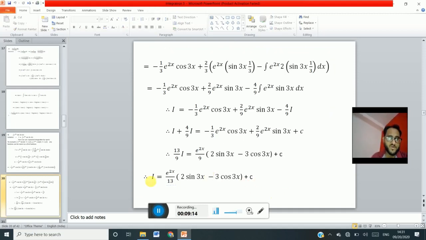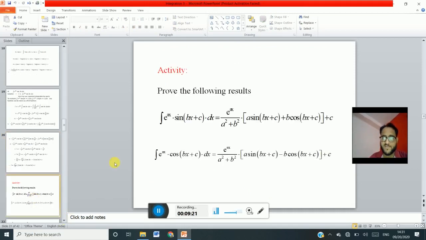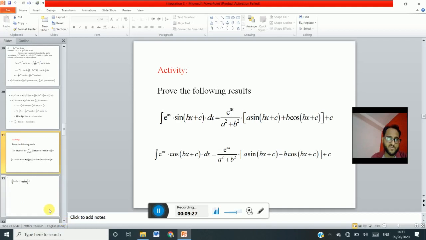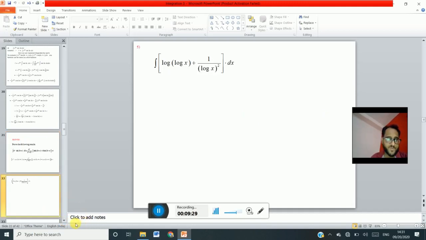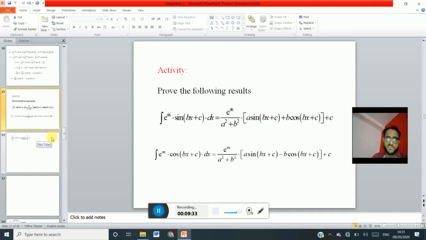Okay, now a lot more examples are there, so try to solve them yourself. This should be the activity: prove the following result, right. This is the only result you have to understand and remember. Try to complete the activity and try to solve the examples of this type.